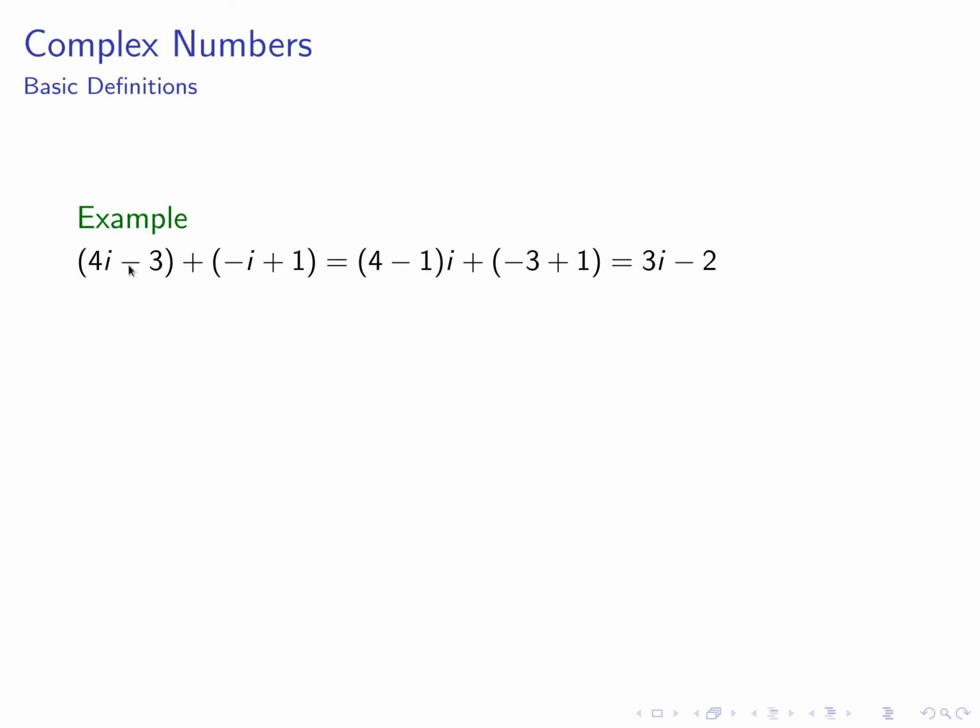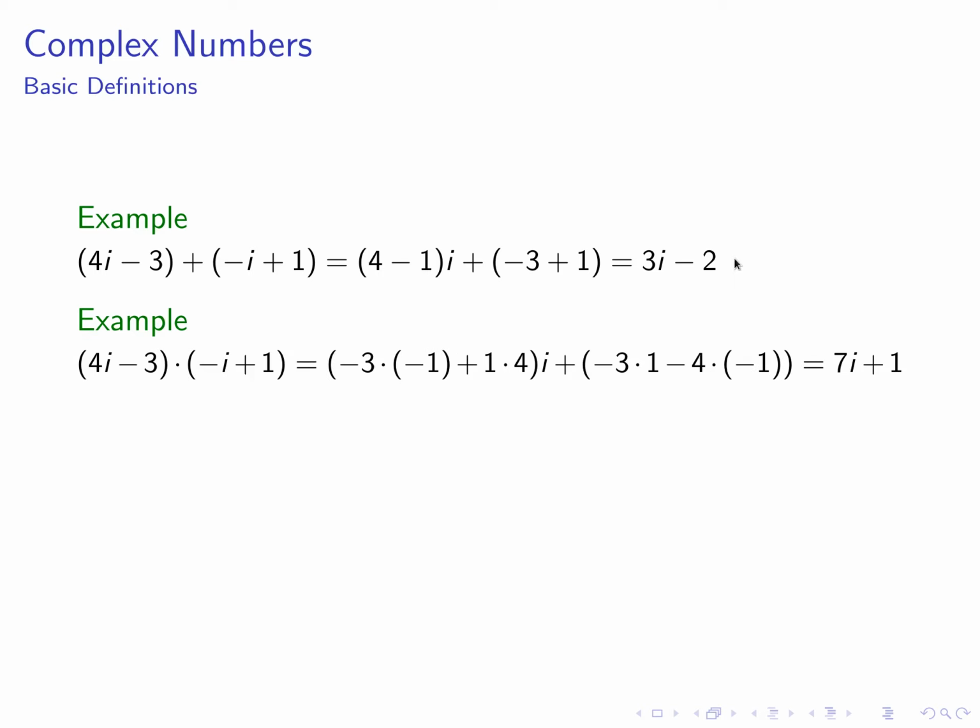To add 4i − 3 to −i + 1, what we do is we take 4 minus 1, because those are the two imaginary parts of these complex numbers, and that becomes the new imaginary part of our addition. So 4 minus 1 will be the imaginary part of this sum. The real part will be −3 plus 1, which of course is equal to −2. So 4i − 3 plus −i + 1 is 3i − 2.